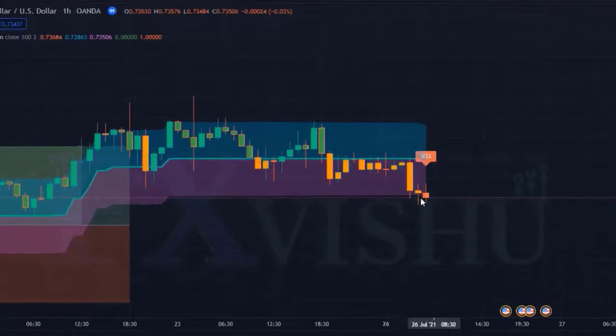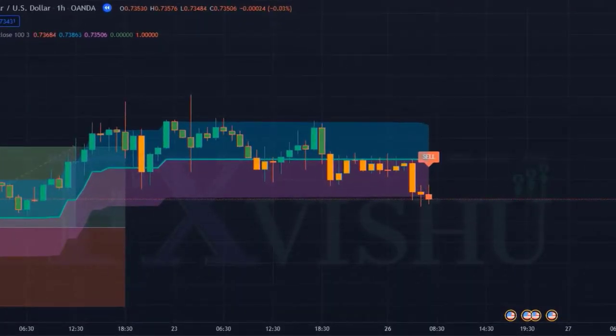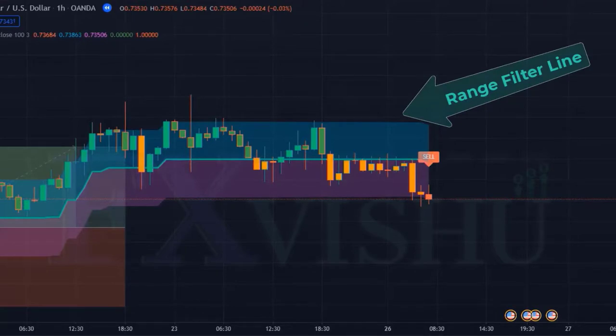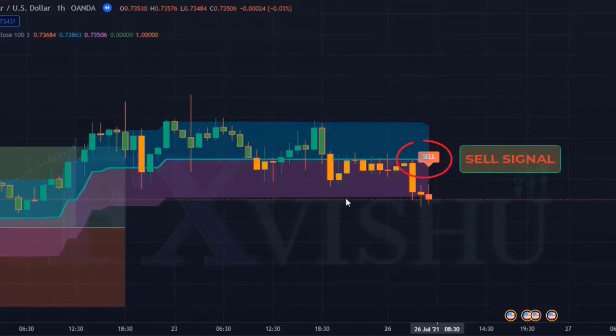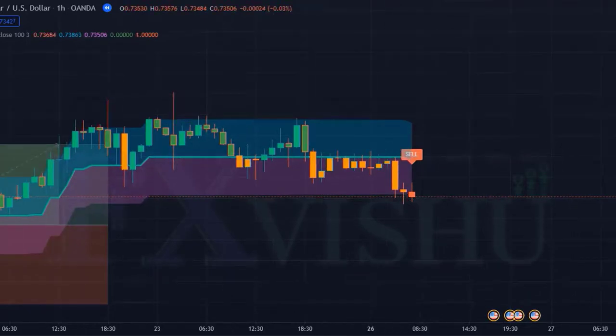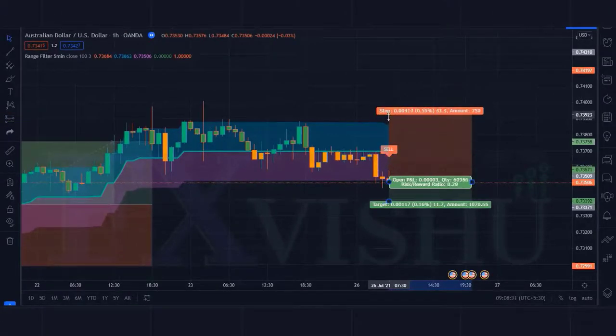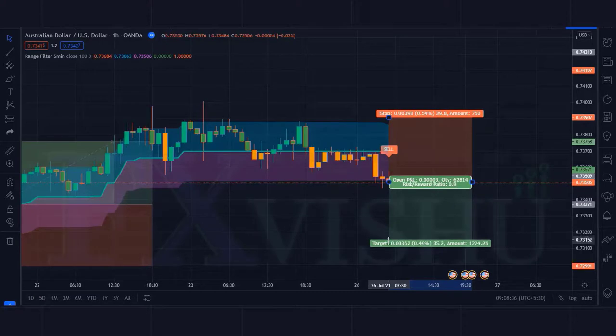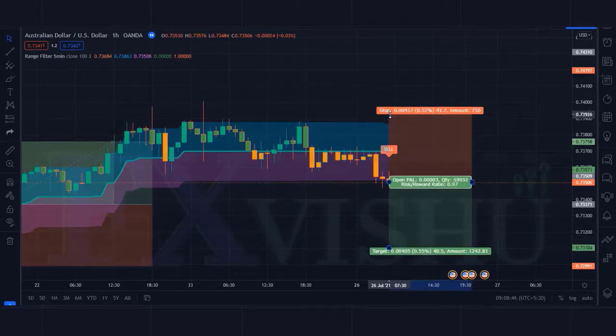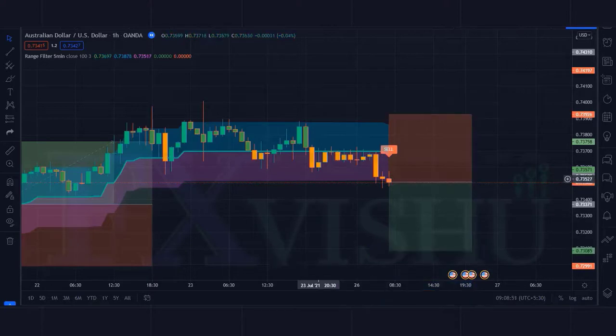We got the signal over here. The range filter line is of green color, so the market is in uptrend. And the market has given a sell signal, so we will place a sell order. Our stop loss high range will remain above the target area. Our risk reward ratio will be 1/1. Let's see what happens to our trade.